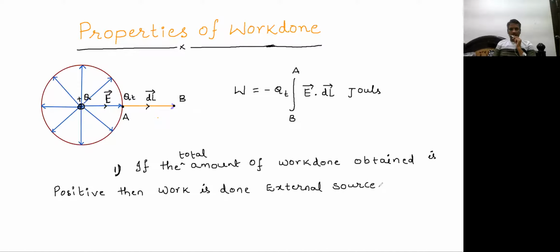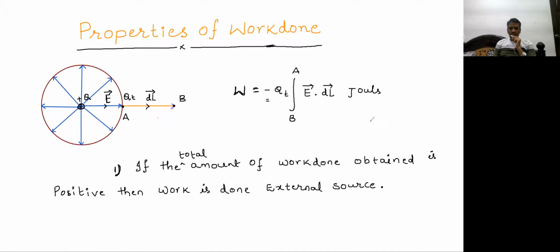Here, everybody will have a tendency: if you look at the expression for work done by an external source, you will always get confused with this negative symbol. Because of the negative symbol, we can think that the work done is negative, then work is done by the external source. But here the statement says that if the total amount of work done obtained is positive, then the work is done by the external source.